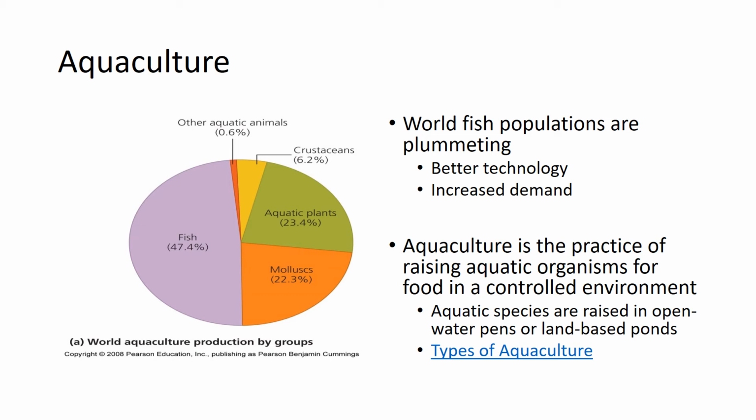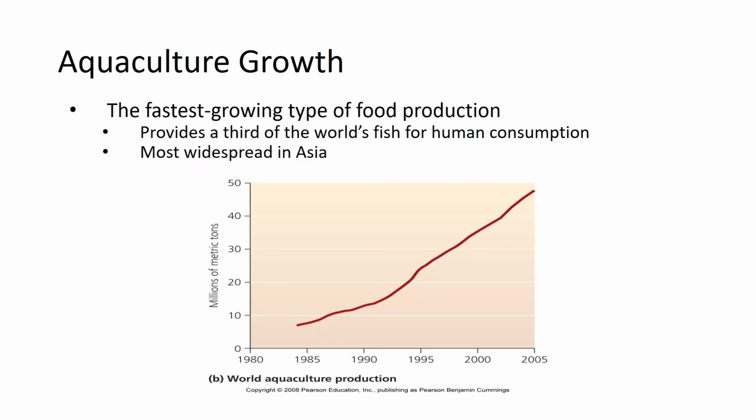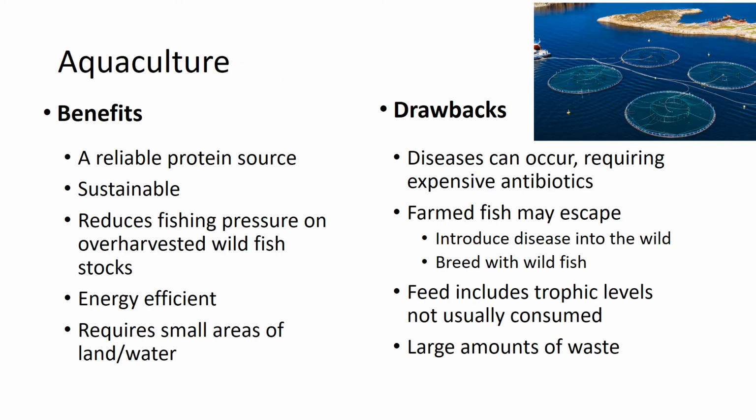Depending on what you're growing, there's fish, mollusks, so if you're looking at oysters and clams, mussels, aquatic plants, so your seaweed that you're eating, crustaceans, shrimp, all of these things that we eat that come from the water, we can culture. And so aquaculture is booming right now, and obviously it's the most widespread in Asia because the Asian diet is very, very fish heavy. There are lots of benefits, lots of drawbacks.